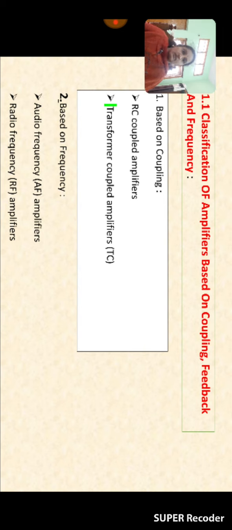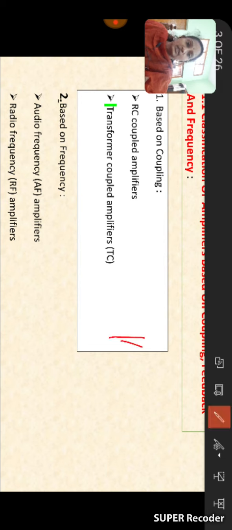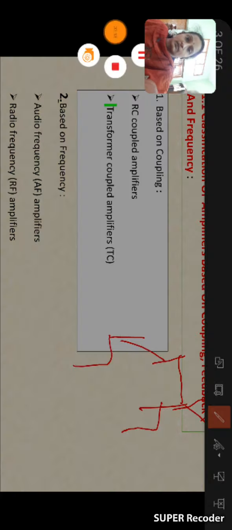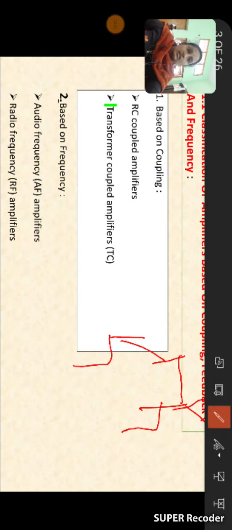Coming to the classification, the amplifiers are classified into two types based on the coupling: RC coupled amplifier and transformer coupled amplifier. What is meant by coupling? Connecting the output of the first stage to the input of the next stage is called coupling. Coupling means connecting the output of the previous stage to the input of the next stage.